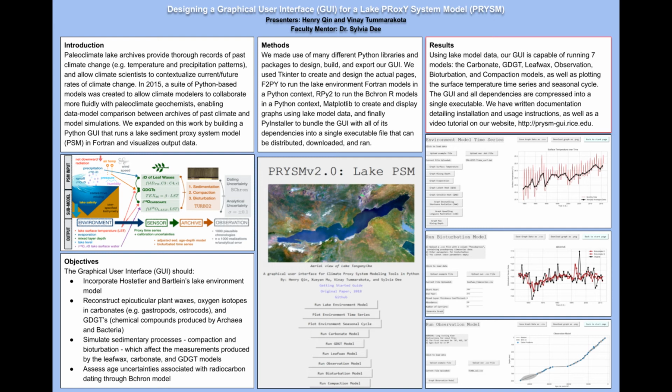Now for the results. In the end, we successfully built a graphical user interface in Python with 9 pages that can be easily navigated. With the data obtained through the lake environment model output, our GUI is capable of running 7 models: the carbonate, GDGT, leaf wax, observation, bioturbation, and compaction models. We also have 2 pages for plotting the time series and seasonal cycle of the lake surface temperature.